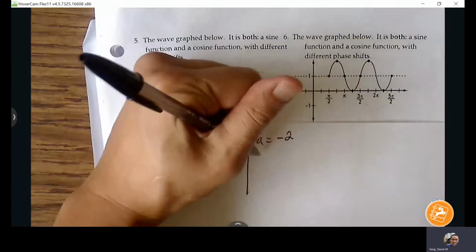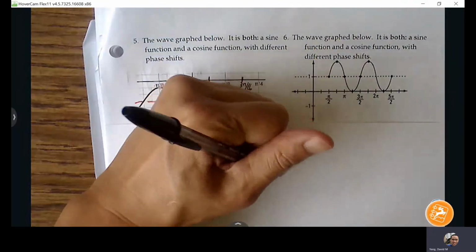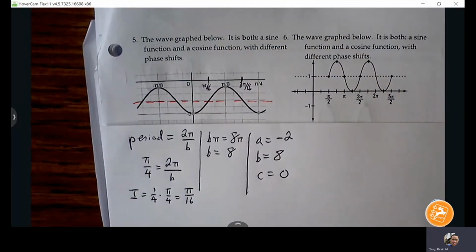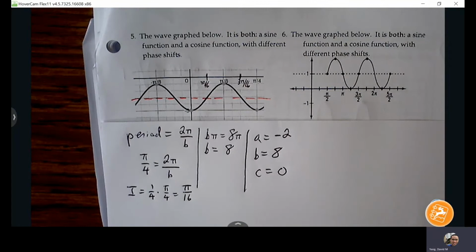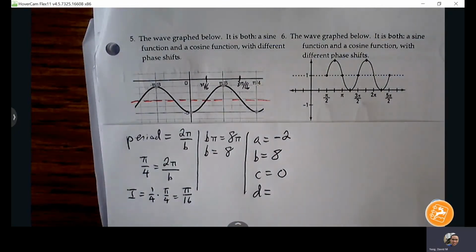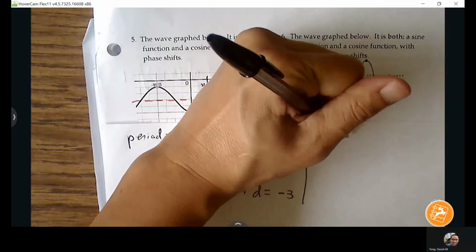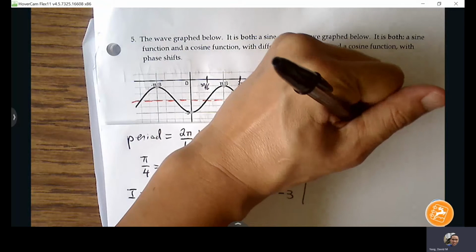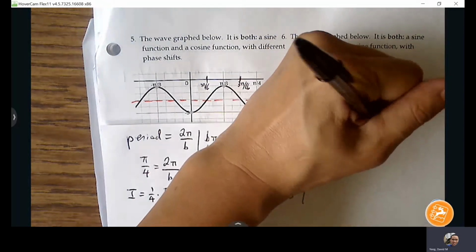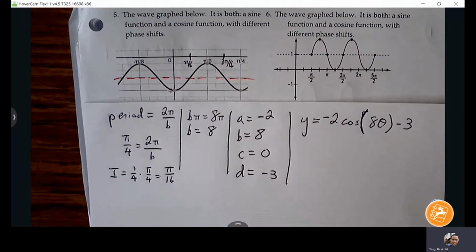And so we know our b value, which is 8. C value, we're picking cosine because it's easier to do. So no c value, or c value 0. And then what's our d value? -3. Okay. Okay, are we okay with the cosine function?